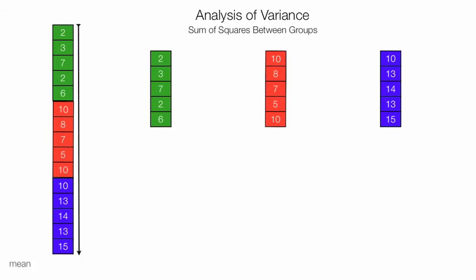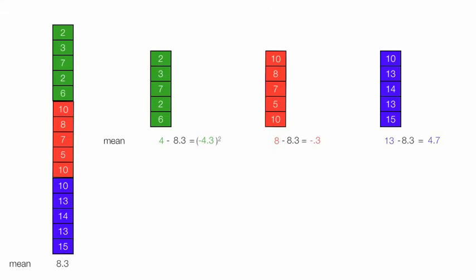Let's do the numbers. The mean of the group was 8.3. The mean of the green sample is 4. So I have 4 minus 8.3, which is equal to negative 4.3. Then I have 8 minus 8.3, which is equal to negative 0.3. And finally I have 13 minus 8.3, which is equal to 4.7. Now I square each of these values.